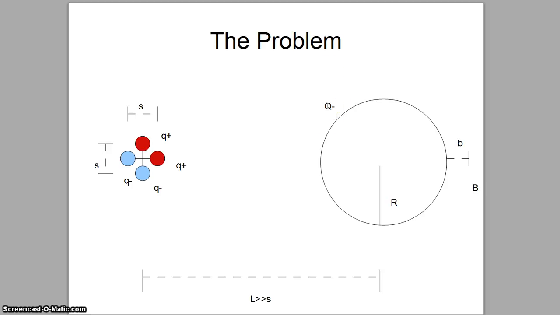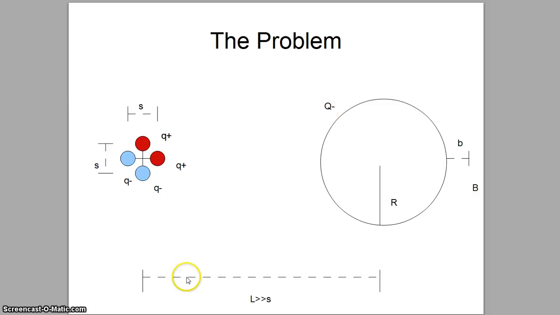To the left of the spherical shell are four charges, packed closely together. The distance from the center of the four charges to the sphere is L, which is much larger than s, which is the separation distance between the charges. So let's look at this problem. We have the sphere here with a uniform charge, negative Q.